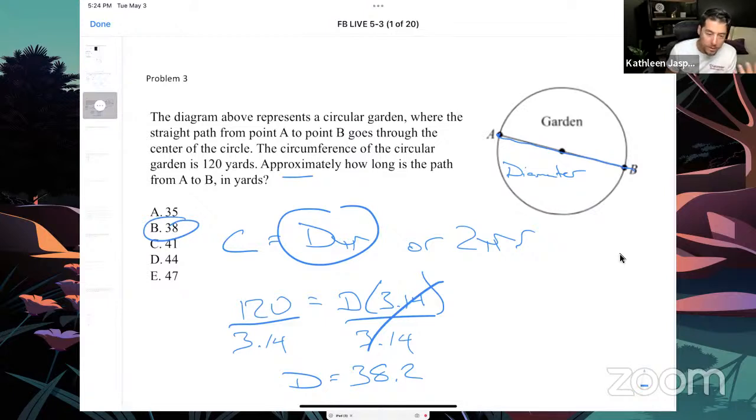That was a real quick problem because finding circumference is kind of easy. It's just either diameter times pi or 2 times pi times radius. And as long as they gave us what our circumference was, we're able to find any of those values. Okay, so that's it. Don't get overwhelmed sometimes when you see these types of problems.